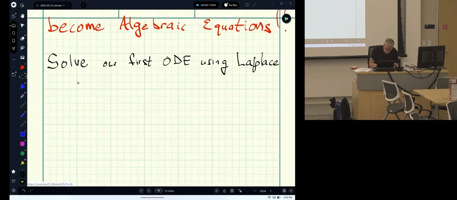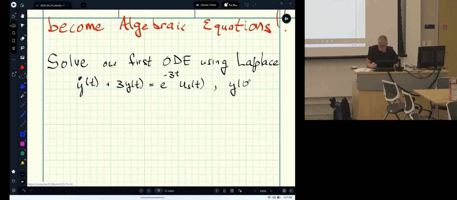So we're going to make the ODE super hard. It's first order. y dot of t plus 3y of t equals e to the minus 3t unit step of t. And we're going to have an initial condition of 4.